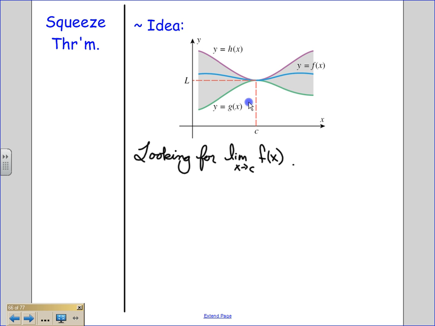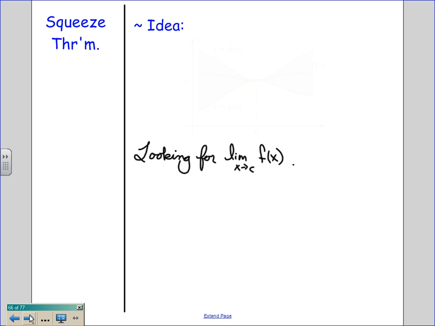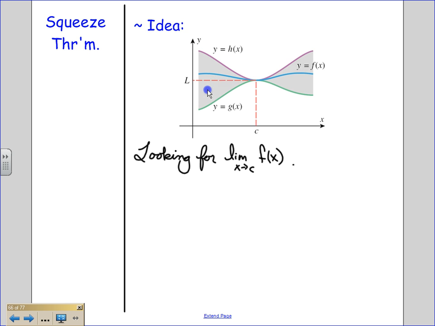Here's the idea. I want to look for the limit of some funky function f of x as x approaches c. I cannot algebraically solve for it. It's impossible. Like sine of x over x, or 1 minus cosine of x over x, which are special cases of my 2 special trig limits. If I am able to identify an upper function over a particular interval that contains c, and a lower function, where's my g? There he is.